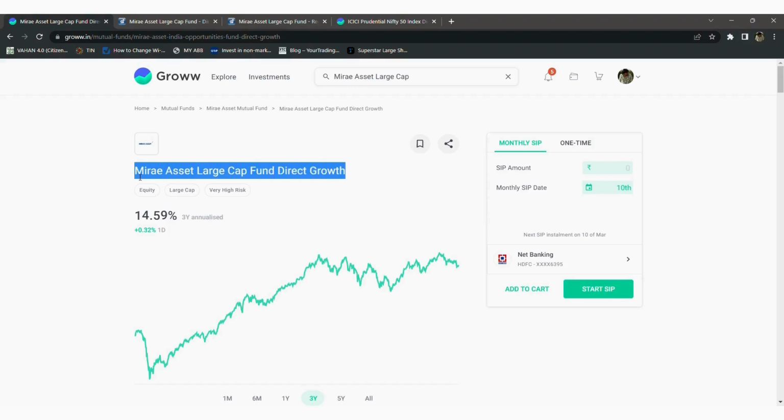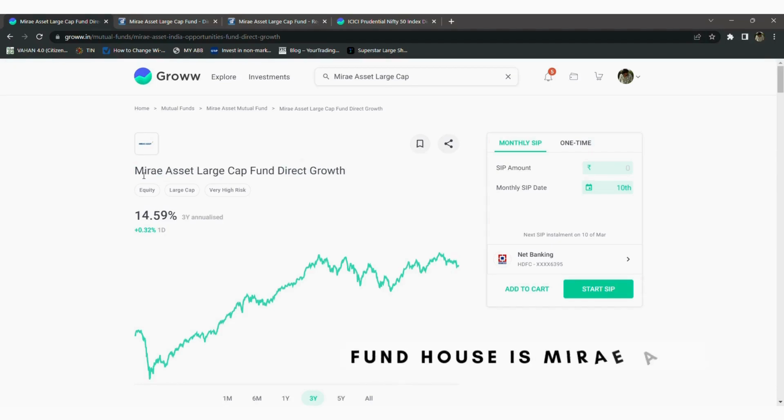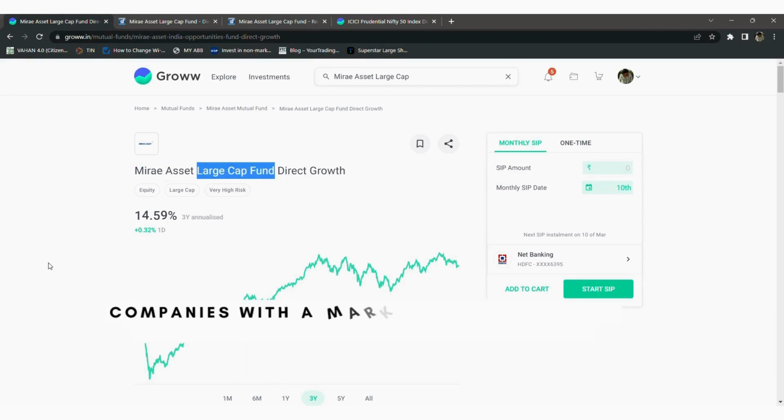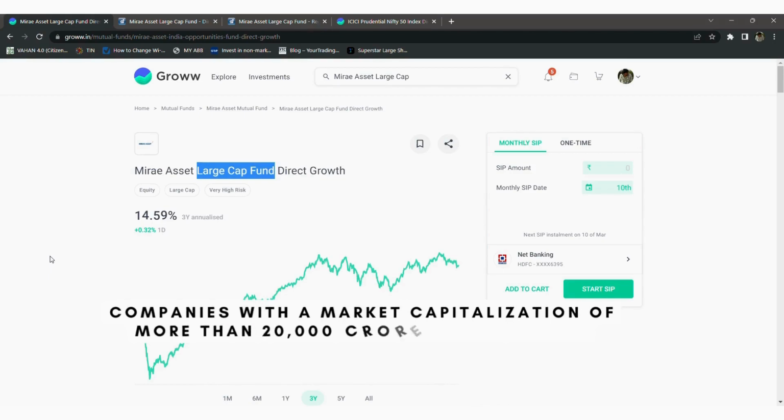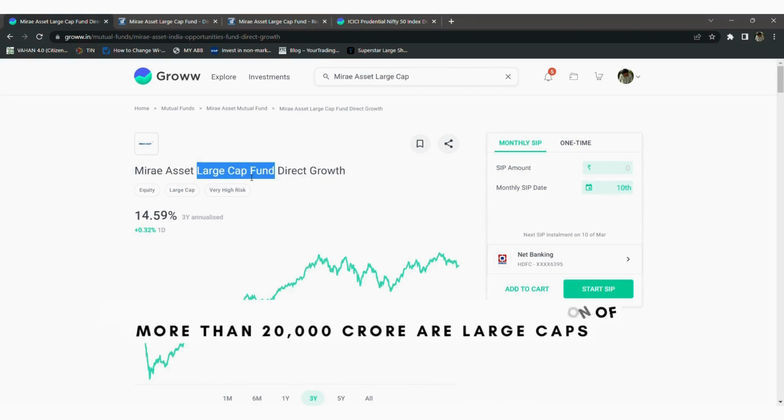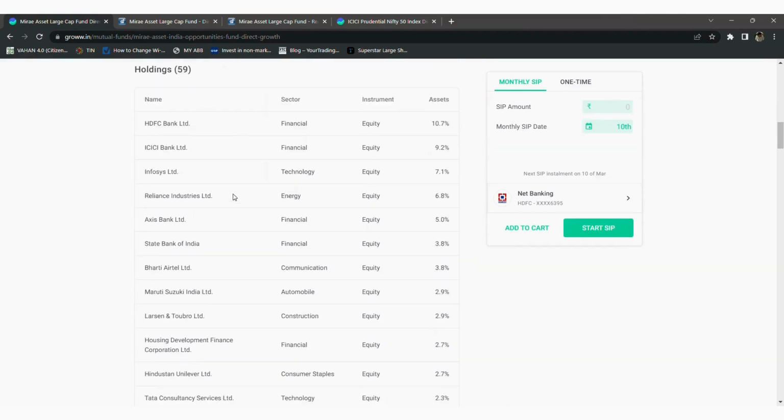In the name of the mutual fund itself, we can get most of the details about this fund. Mirai Asset is a fund house or the company which is going to handle our money. Next, the large cap fund means this fund will invest only in the large cap companies. So the large cap companies are companies who have a market capitalization of more than 20,000 crore rupees. If you check the holdings tab, this fund is investing in 59 companies and all these companies are large cap companies. This also shows us how much percentage of our invested money is allocated in each company's shares.